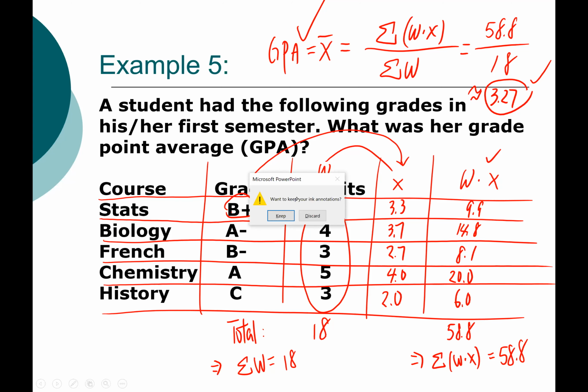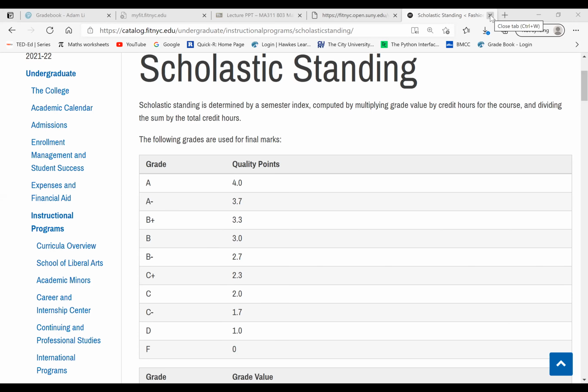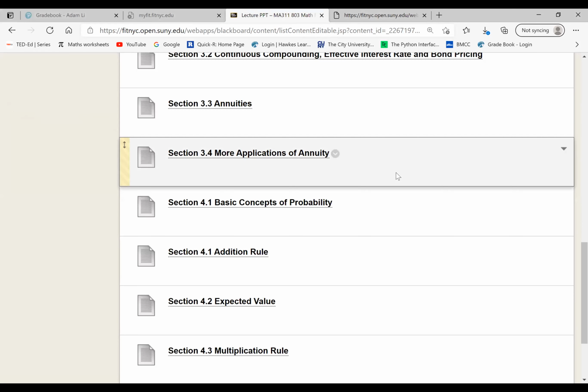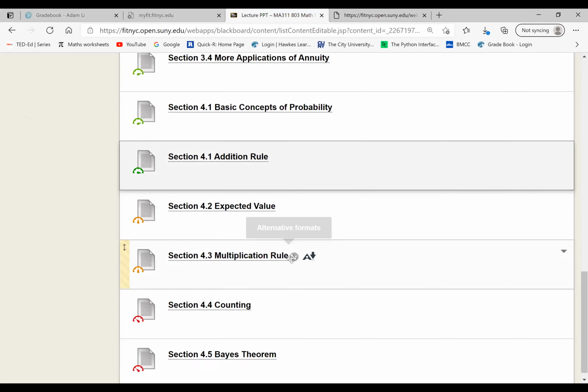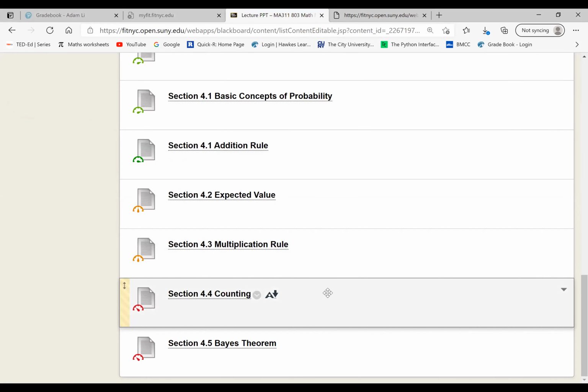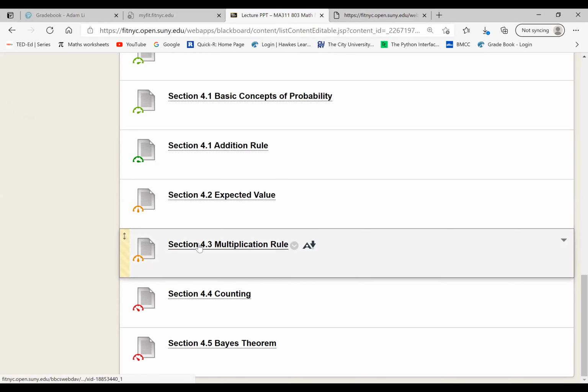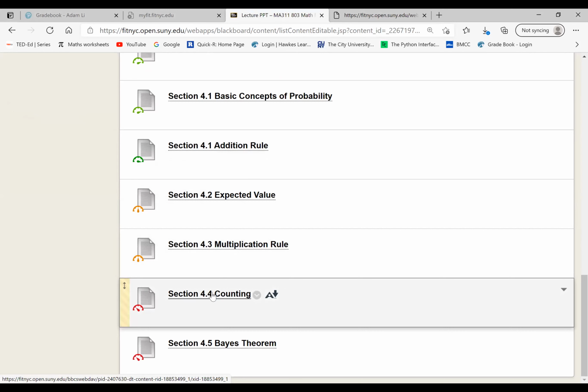All right, so this is everything on section 4.2 about the expected value. Now let's look at one more topic today. And next week, we're going to finish the remaining topics and we wrap up the semester. Okay. So next Wednesday, right? Next Wednesday, we will finish all the topics. And next Friday, we will review for the final. So today we're going to finish section 4.3 in terms of multiplication rules. And then next Wednesday, we'll talk about counting and Bayes' theorem.